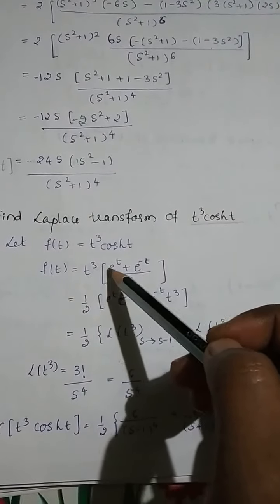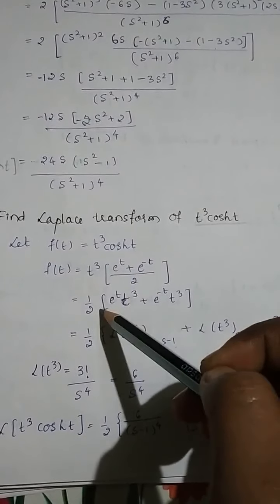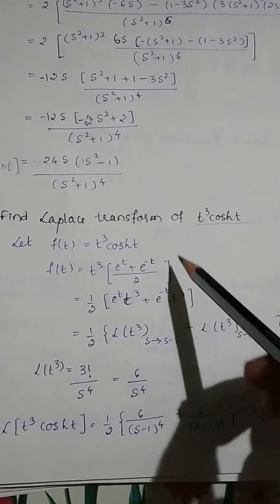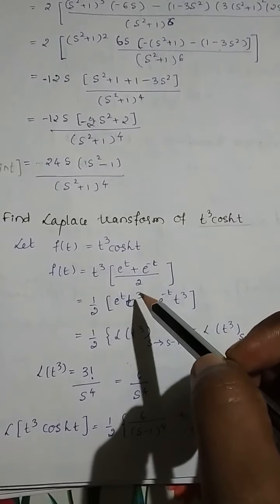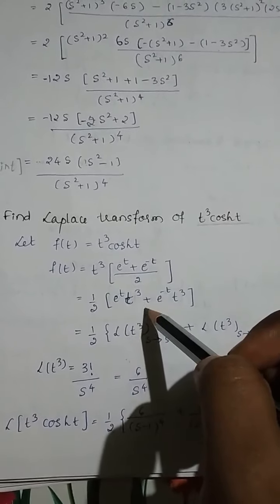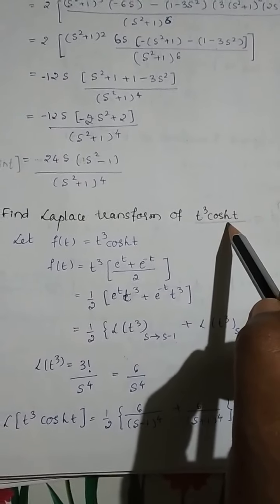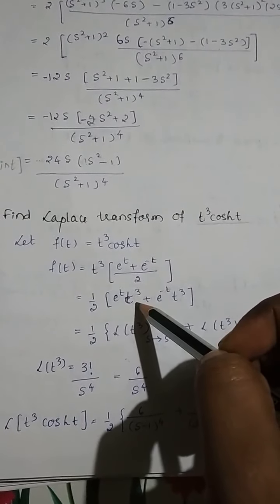f of t equals t cube into bracket (e raised to t plus e raised to minus t) upon 2. Next, multiplying t cube to the bracket terms and taking 1 by 2 outside, that is 1 by 2 into bracket (t cube e raised to t plus t cube e raised to minus t). After applying the cos hyperbolic function's definition, we get the form e raised to at into f of t. When you see this, it looks like t raised to n f of t only, but it is not. When you go on simplifying, you will come to know this is like property 1.